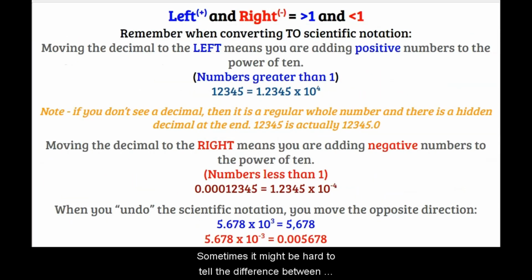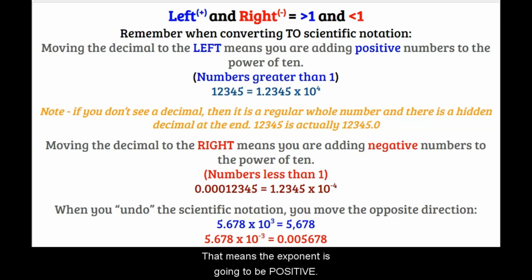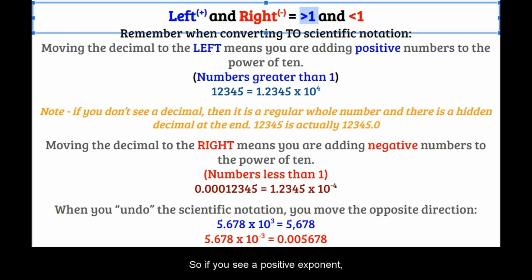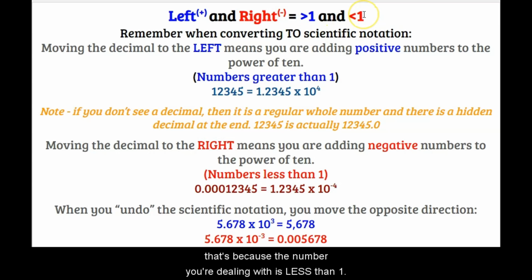Now, sometimes it might be hard to tell the difference between what a positive exponent means and what a negative exponent means, and here is how you can tell. If you have to move the decimal point left, then the exponent is going to be positive, because you're dealing with a number that is more than 1. So if you see a positive exponent, then this number is more than 1. If you have to move the decimal to the right in order to create your scientific notation, you're going to end up with a negative exponent, because the number you're dealing with is less than 1.